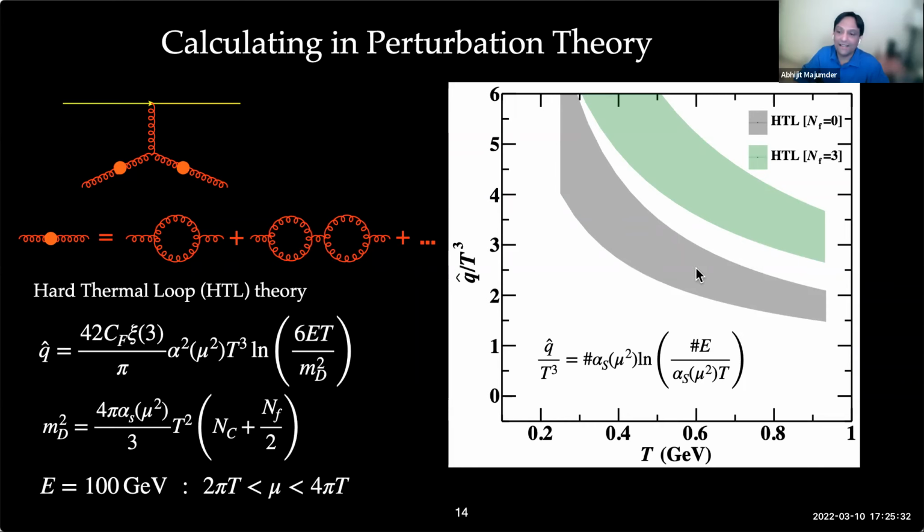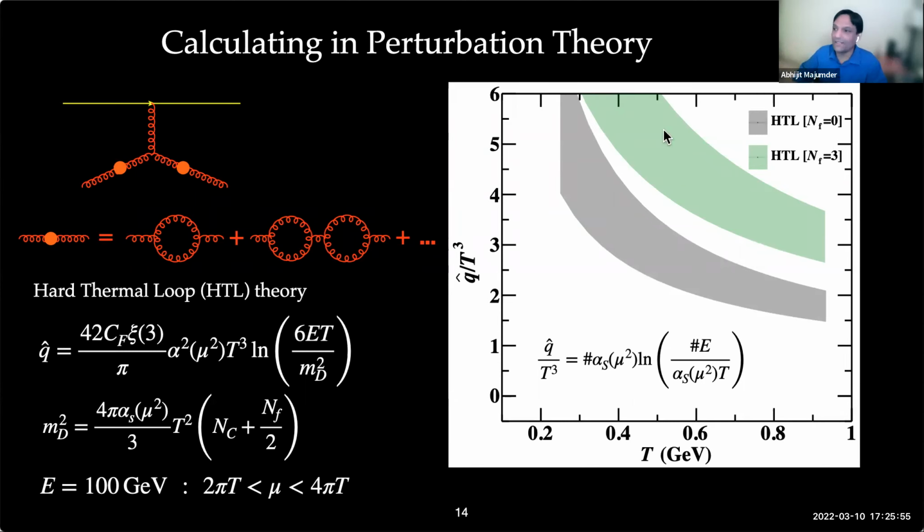You get these bands. The gray band is just for your information. That is for a quenched plasma, a plasma with no quarks, only gluons, so flavor 0. And the other one is for a 3-flavor plasma. So that's kind of our initial expectation before you do any kind of experimental study.